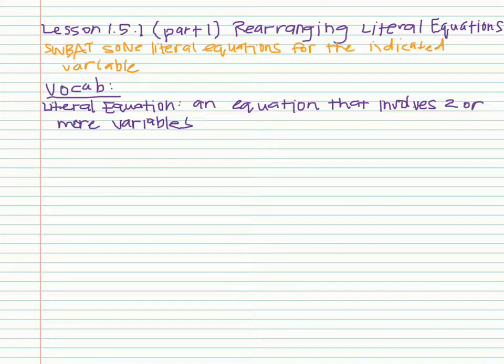A literal equation is an equation that involves two or more variables. So it would have x and y, or it could even have x, y, and z. It just has to have at least two variables or more. Our next term is one that you've heard before, and that's reciprocal.